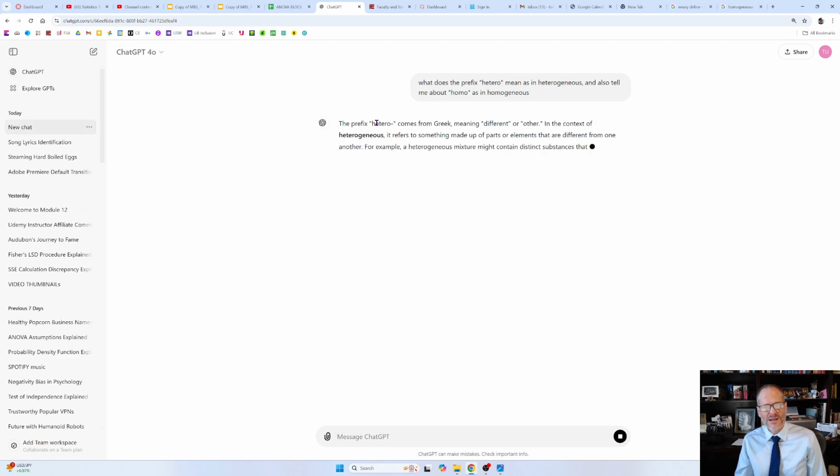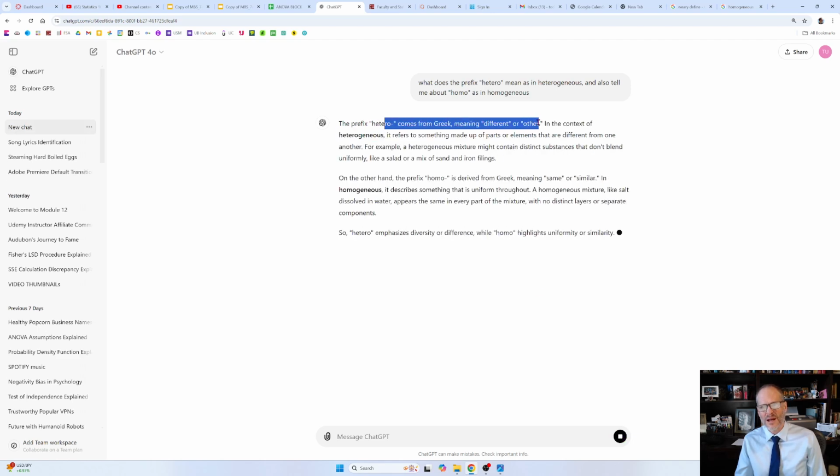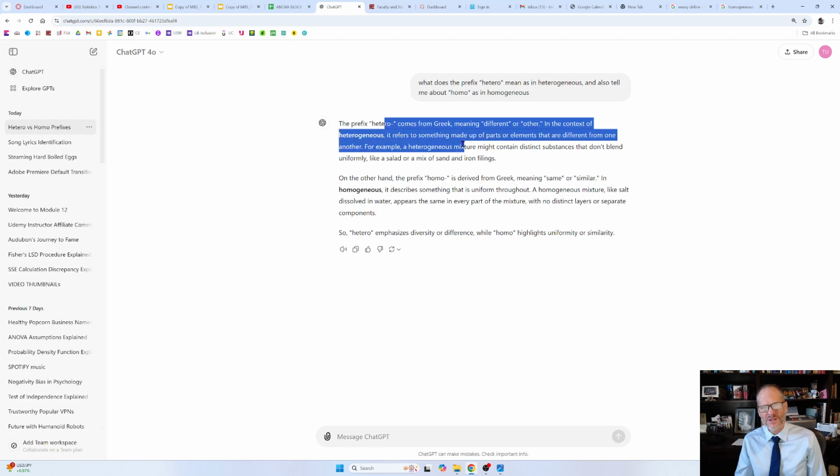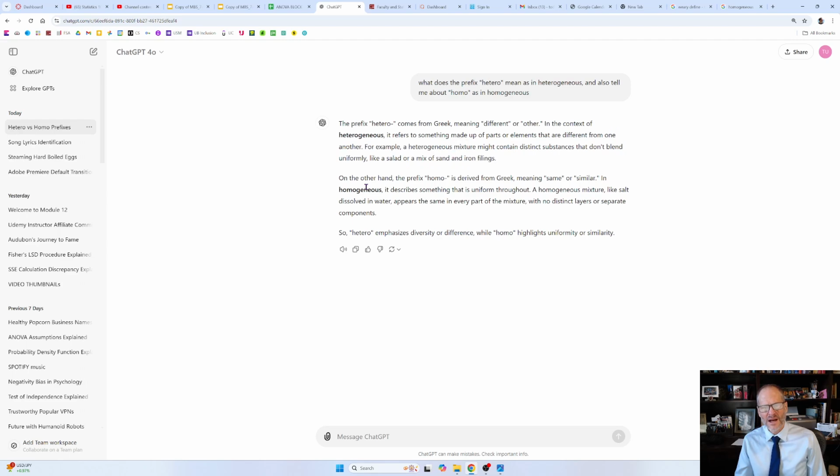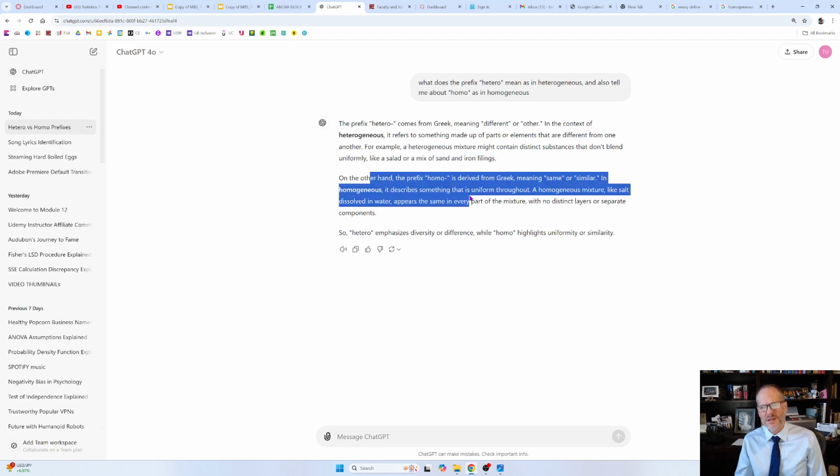Heterogeneous comes from Greek meaning different or other. In the context of heterogeneous, it refers to something made up of parts or elements that are different from one another. For example, a heterogeneous mixture might contain distinct substances that don't blend uniformly, like a salad or a mix of sand and iron filings. The prefix homo is derived from Greek meaning same or similar. Homogeneous describes something that is uniform throughout. A homogeneous mixture, like salt dissolved in water, appears the same in every part with no distinct layers or separate components. Hetero emphasizes diversity, homo highlights uniformity or similarity. It's kind of cool to learn those terms.